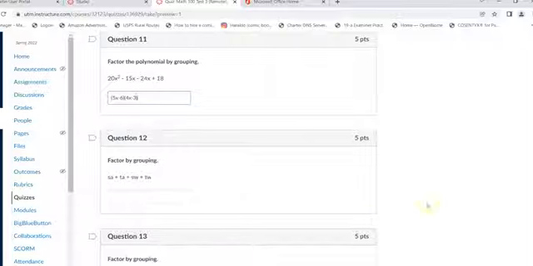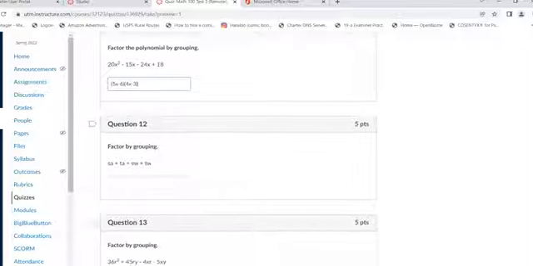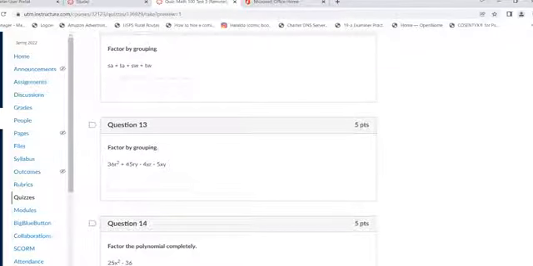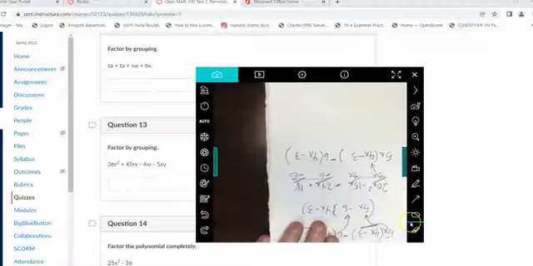Okay. All right, factor by grouping. All right, still with factoring by grouping. Okay. Let's go to that.